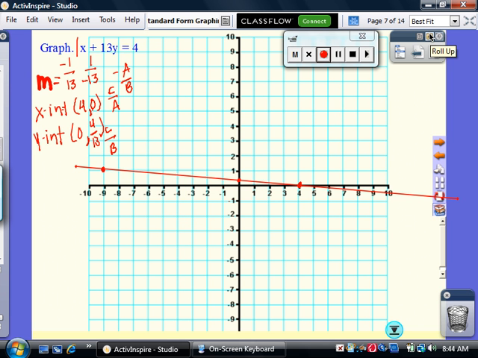So you can kind of use common sense and think, well, that slope's pretty small. Also, that slope was negative. So it's decreasing or falling from left to right.